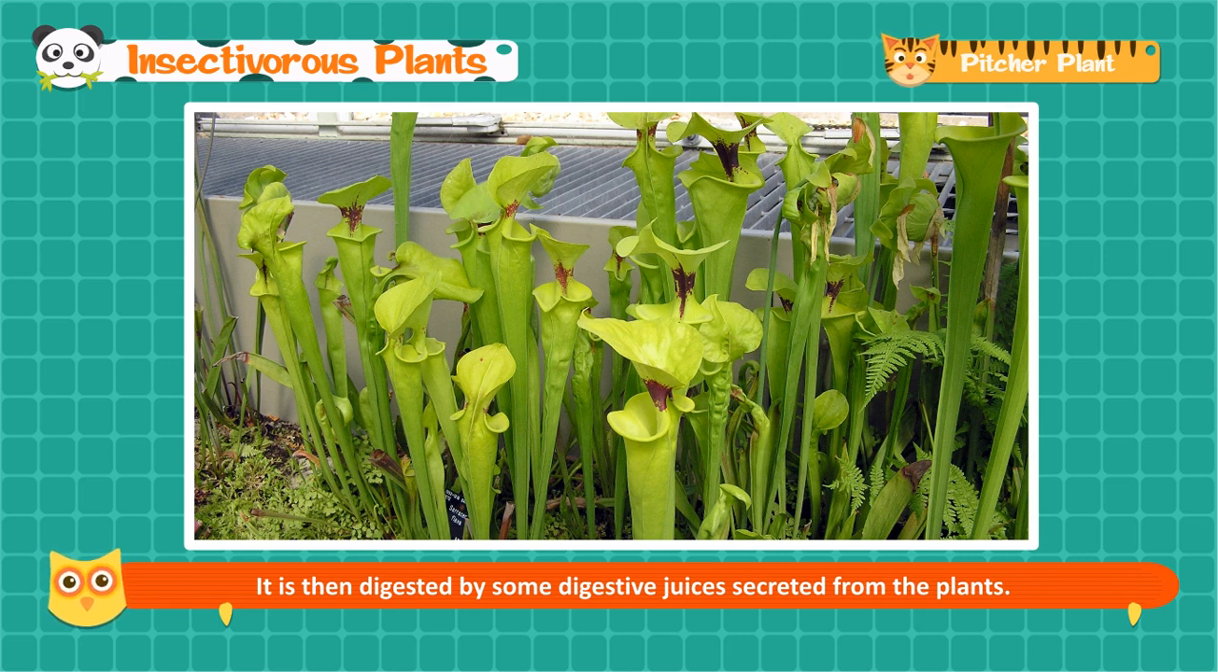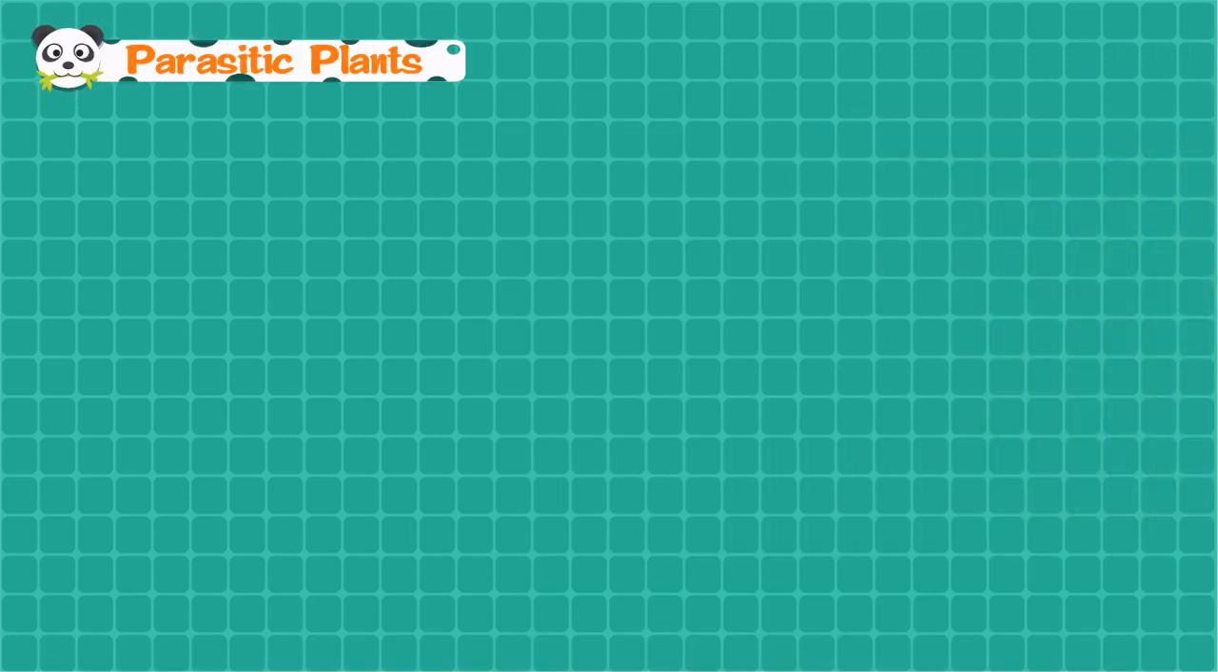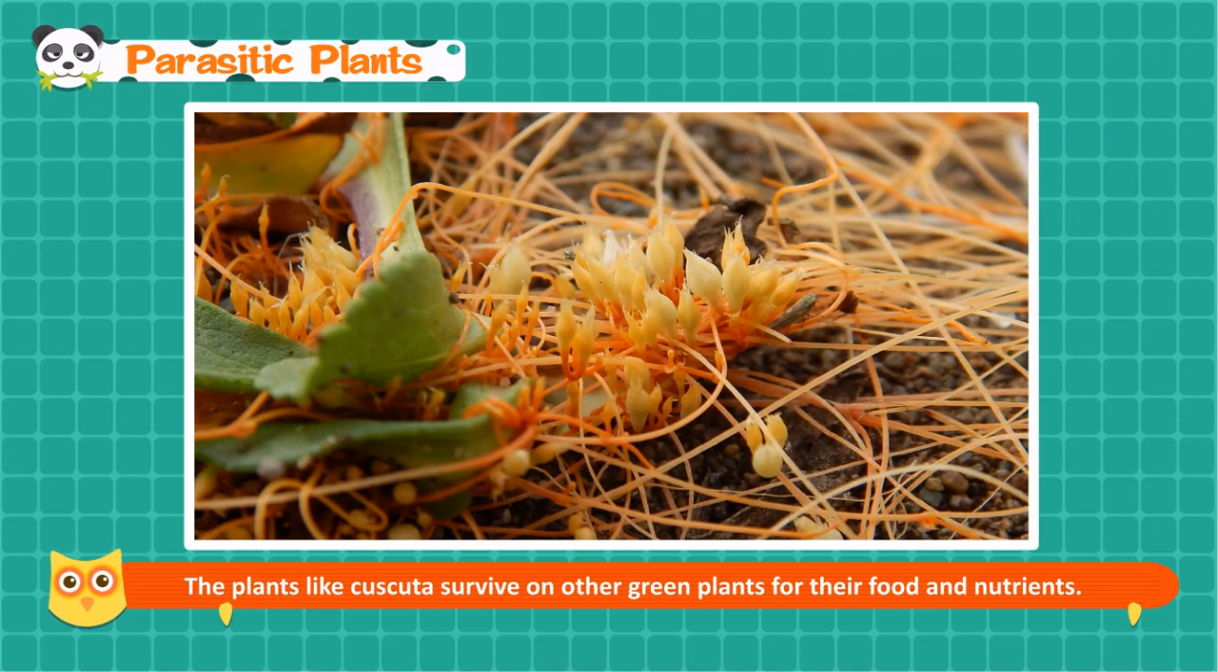Parasitic plants. The plants like cuscuta survive on other green plants for their food and nutrients. Such plants are called parasitic plants.